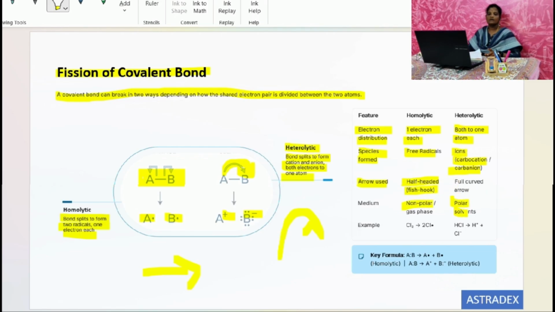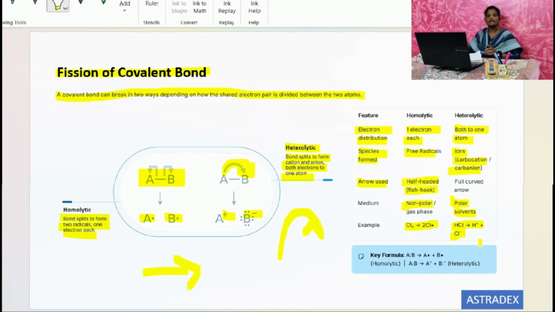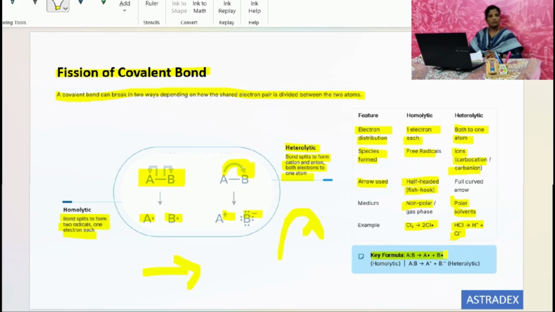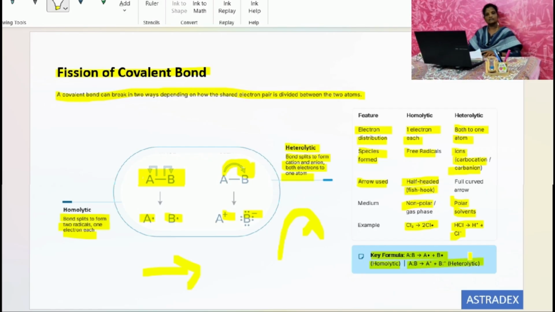An example: if I take chlorine, it undergoes homolytic fission in the presence of light and gives two chlorine free radicals. Whereas in HCl, where the hydrogen and chlorine are bonded, the chlorine is more electronegative, so it will take the shared pair of electrons towards itself and possess a negative charge, and hydrogen will possess a positive charge. So this is a simple key formula to easily understand: in homolytic fission, the A-B bond breaks into A radical and B radical, whereas heterolytic fission gives A plus and B minus.